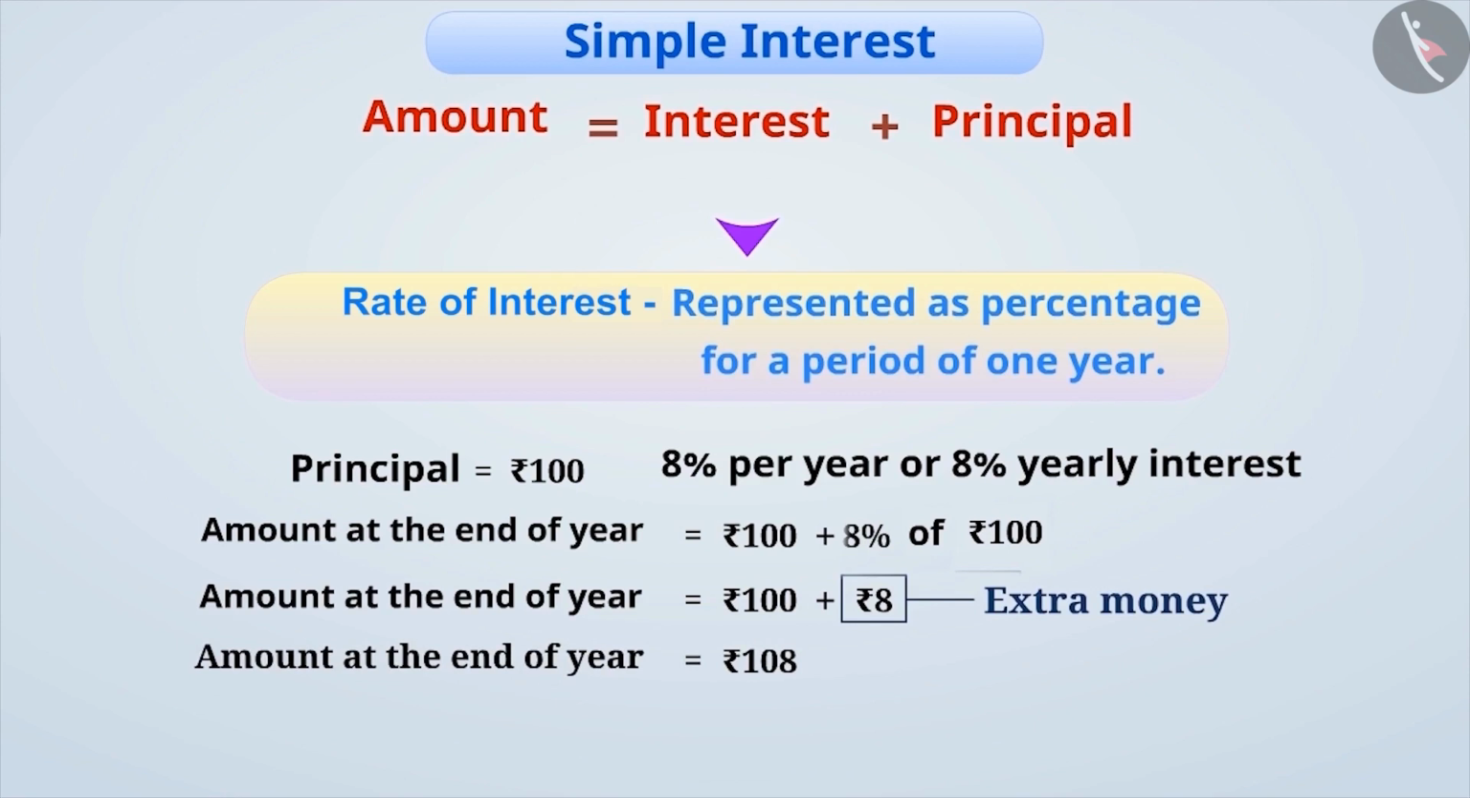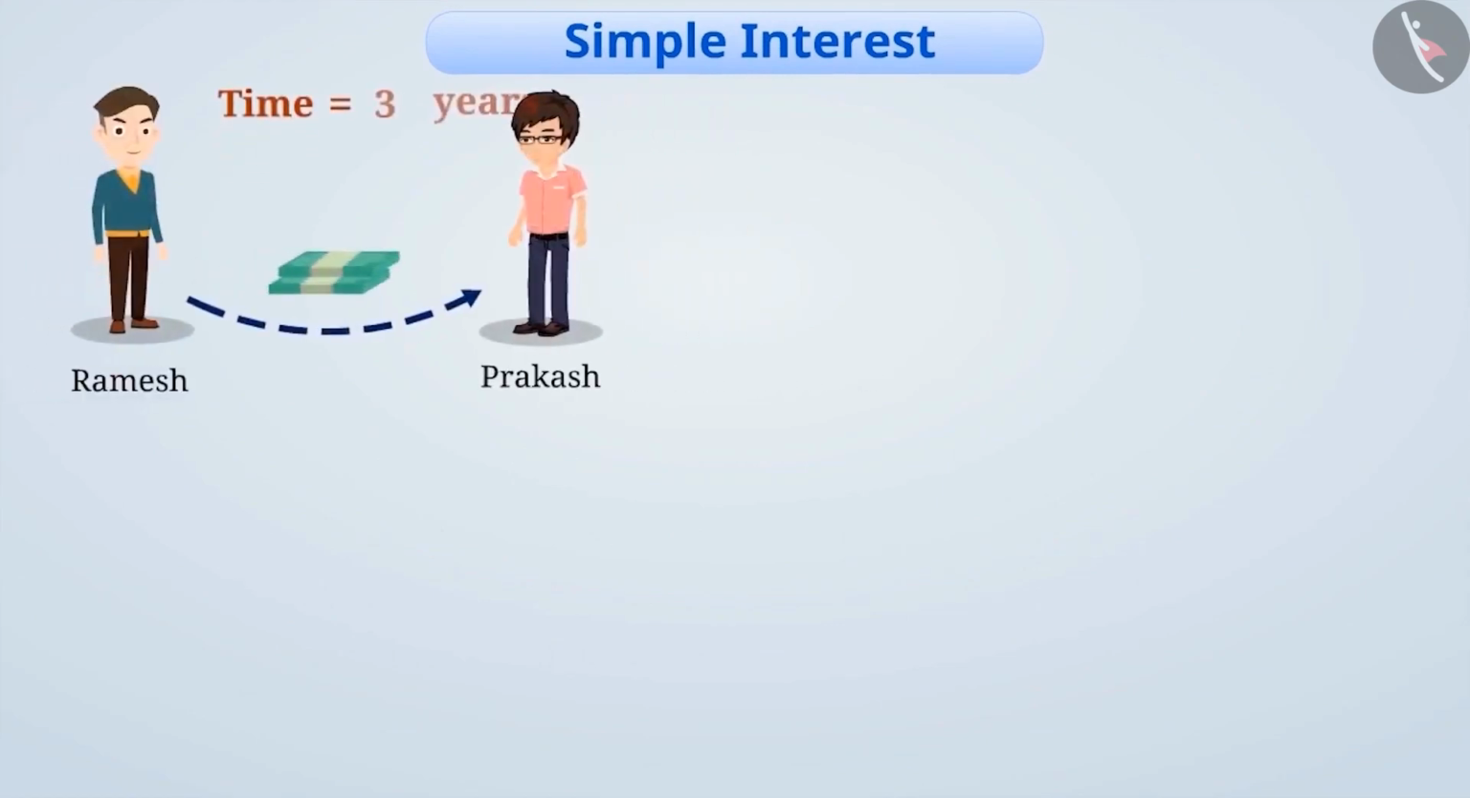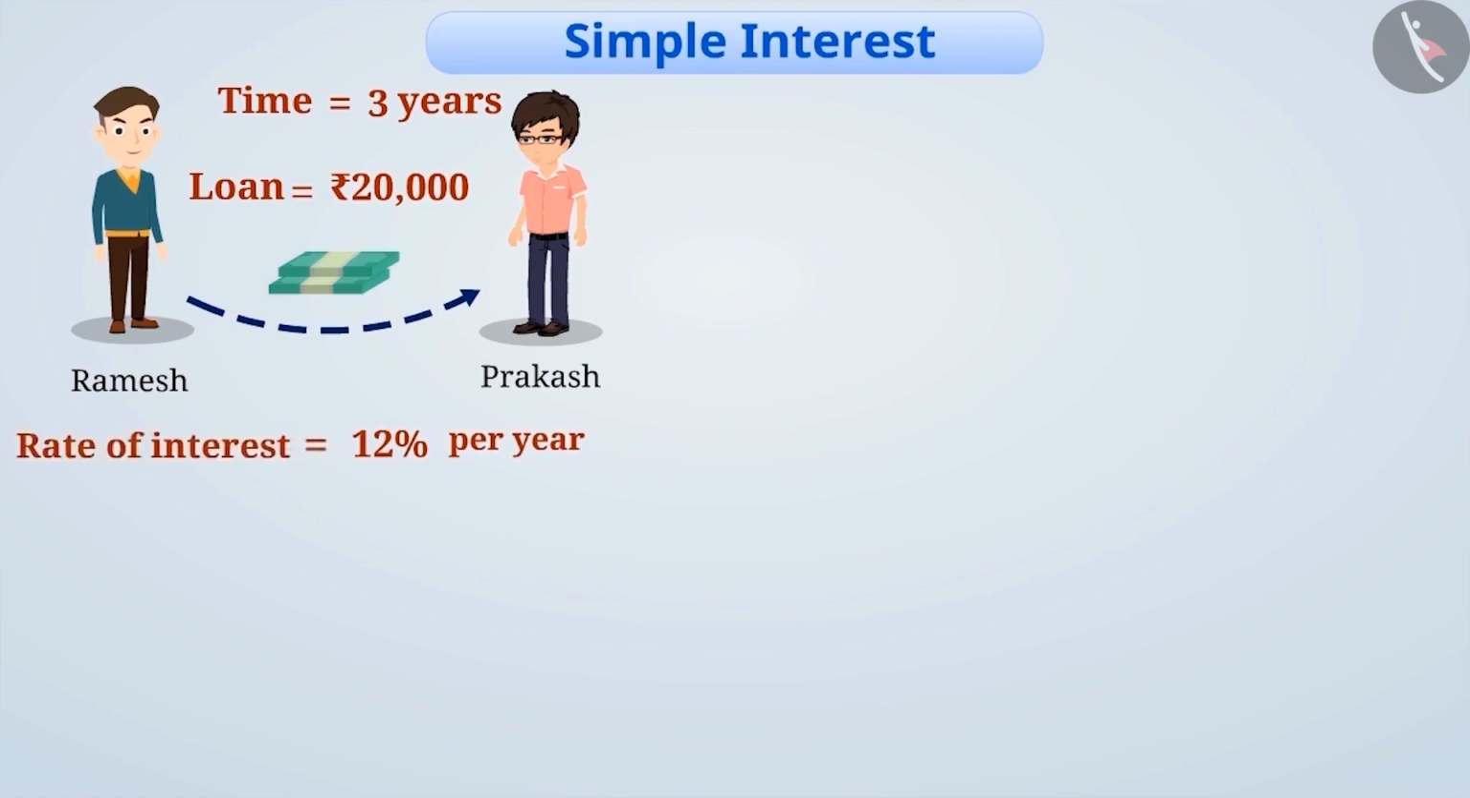Now let's understand it in a better way with an example. Prakash borrows rupees 20,000 from Ramesh for 3 years. While taking the loan, they agree on the condition that Prakash will pay 12% interest per year to Ramesh for using his money. Let us find how much money Prakash has to return to Ramesh after 3 years.